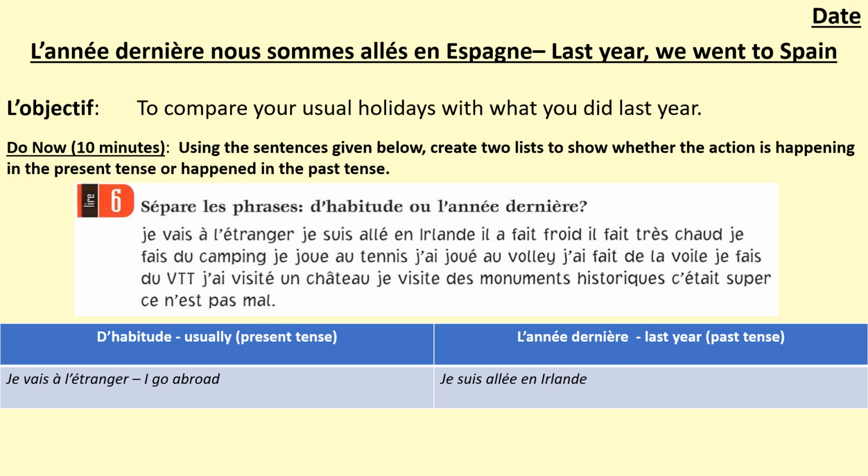If you look at where it says lire 6, there are the phrases d'habitude or l'année dernière. Okay, there is a list of activities. Some are present tense and some are past tense. The first one for the present tense is done for you, and it's the first 4 words. Je vais à l'étranger. So, je vais à l'étranger is I go abroad. So that goes in your present tense column. And then the next phrase is je suis allé en Irlande. And that is I went to Ireland. Okay, so you can write down the French with the English there for me as well. So pause to complete that activity now and press play to check your answers.